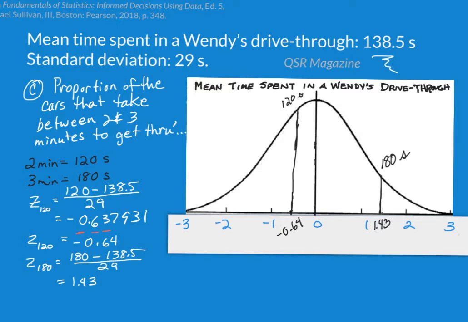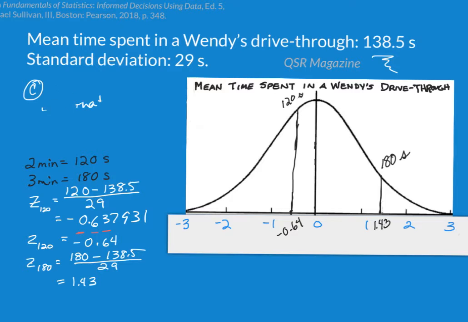Now I need to do some more calculating and more thinking about this. So I'm going to rewrite this question here, because the proportion of the cars that take between 2 and 3 minutes to get through the drive-thru will be exactly equal to the probability that a random car takes between 2 and 3 minutes to go through the drive-thru. So for now, I'm just going to rewrite this as a probability. So the cars take between 2 and 3 minutes, which we know is between 120 and 180 seconds.